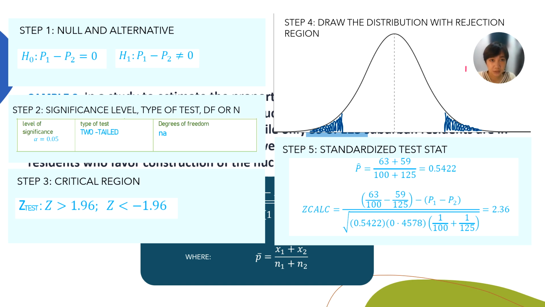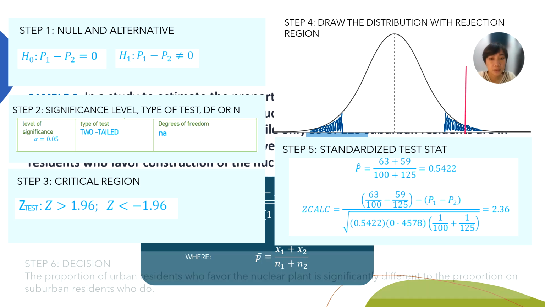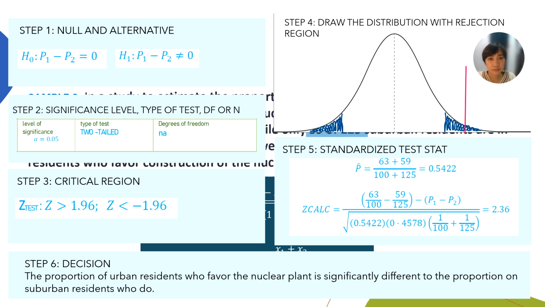That means the conclusion would be the proportion of urban residents who favor the nuclear plant is significantly different to the proportion of suburban residents who do. We reject the null hypothesis. That means we can accept the alternative hypothesis. So they are significantly different.